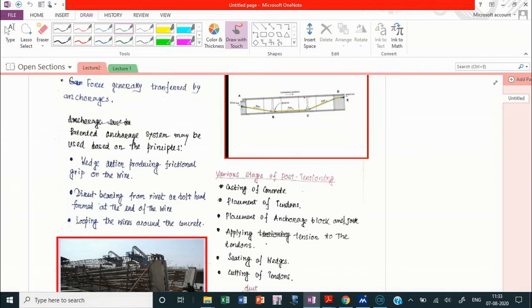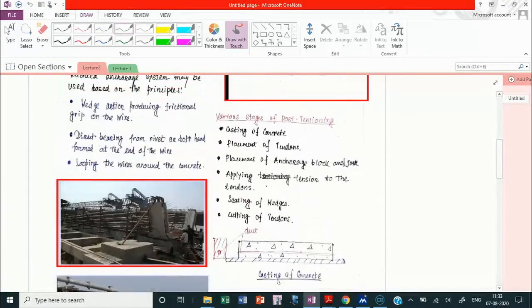These are the three types. These are generally the basic three principles, and based on these, most of the anchorages are available in the market.